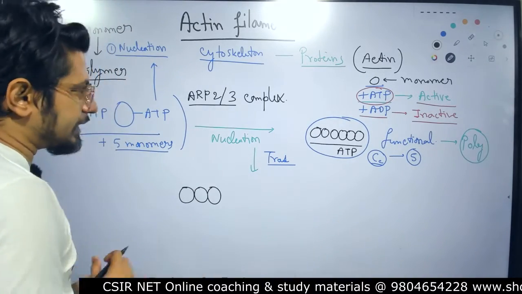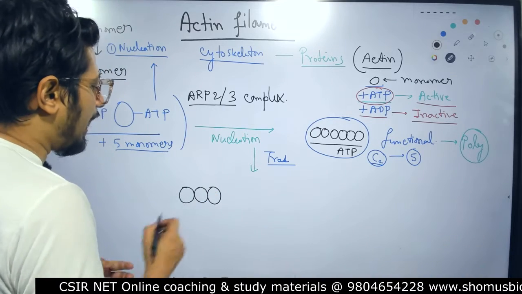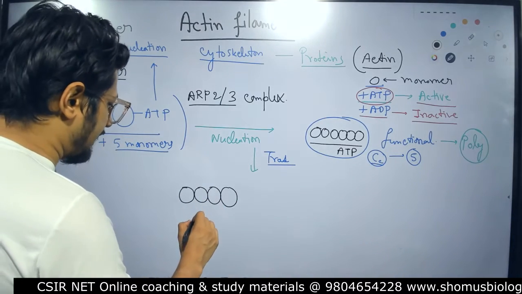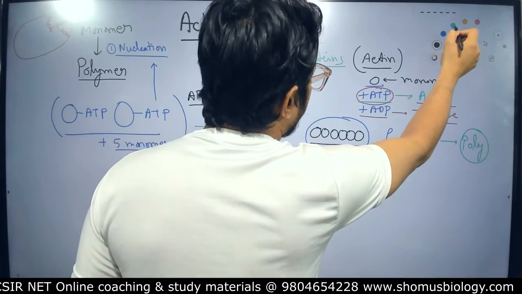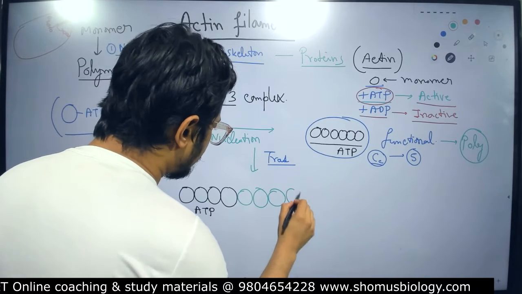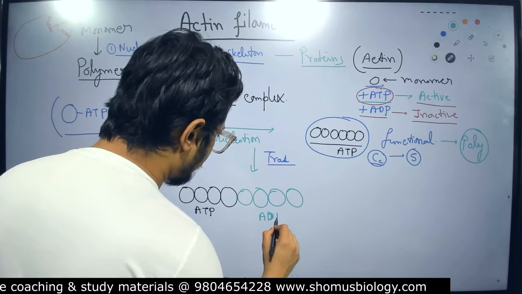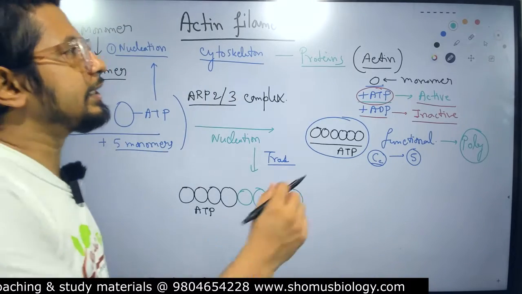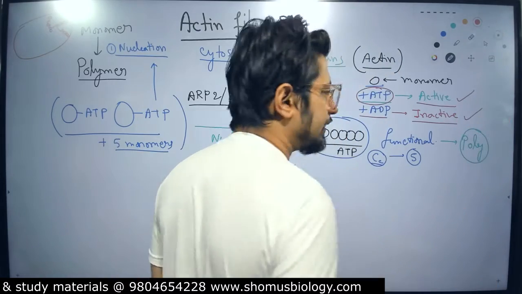But try to understand this concept. The black colored ones are the actin with ATP. And let's say we have the green colored ones. These are the actin with ADP. Now, as I told you earlier, the actin can stay with either ATP in the active form or ADP in the inactive form.